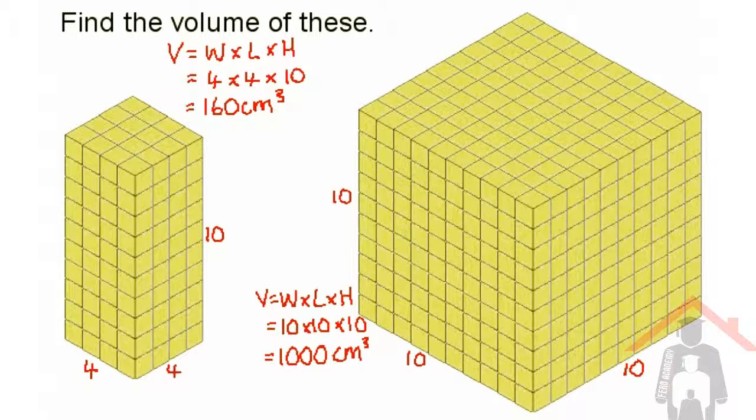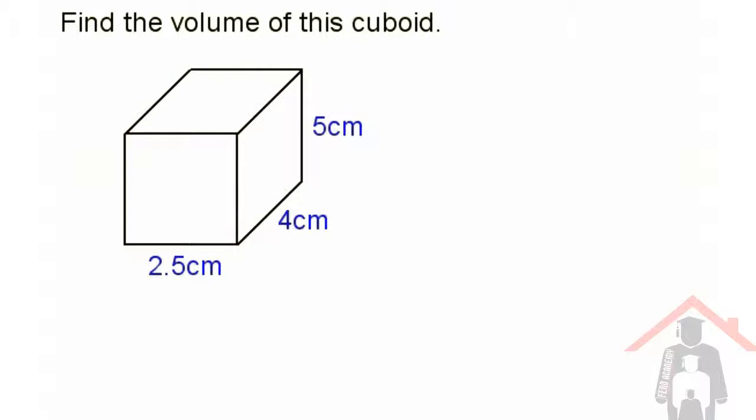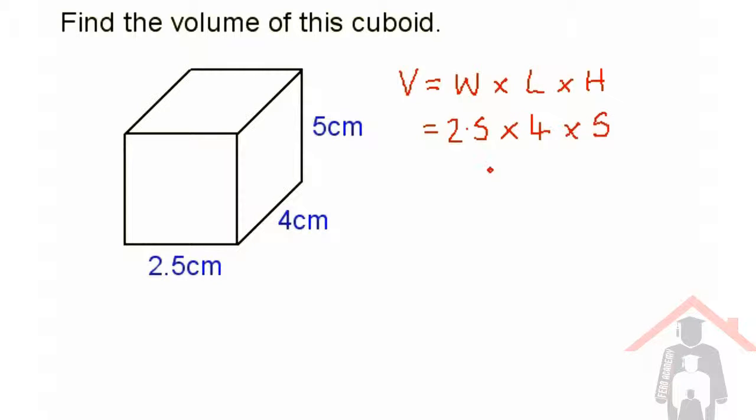Here are the answers. This question is no more difficult. We use the same formula. The width is 2.5. The length is 4. And the height is 5. 2.5 times 4 times 5 gives me 50 centimetres cubed.